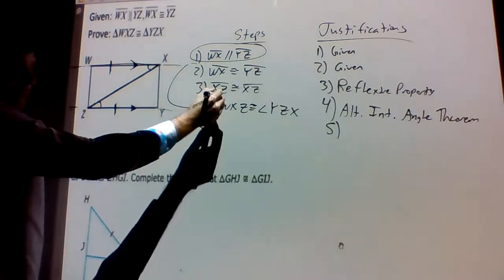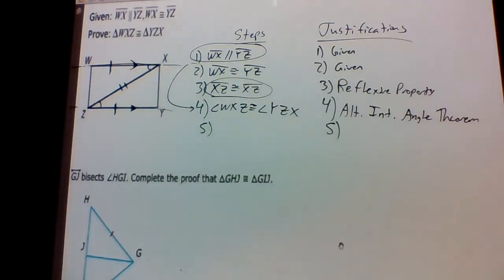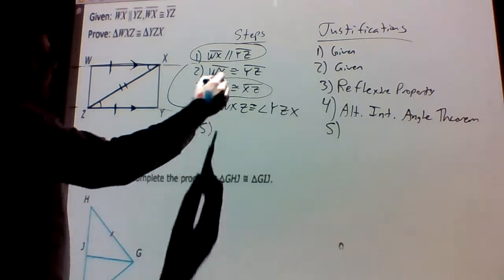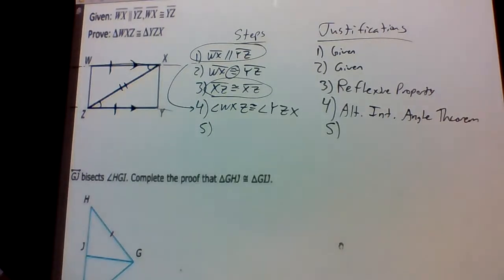Now we get to add in our marks. So for reflexive, we add in our dashes here. It should look like this. Okay. Our other given already has a congruent sign, so there's nothing more we can do there. We've reached the end of the road for that one.